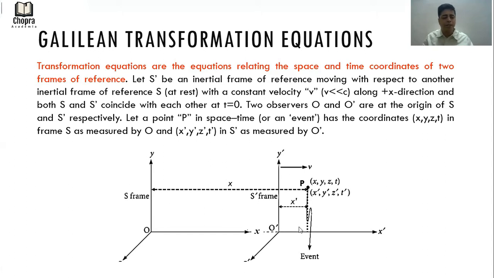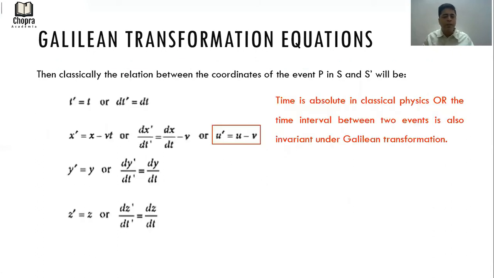So it's very simple to see from the diagram itself that classically the relation between the coordinates of event P in S and S dash will be t dash is equal to t, because the velocity is so small compared to the velocity of light. T dash is equal to t, which can also be written as dt dash is equal to dt.